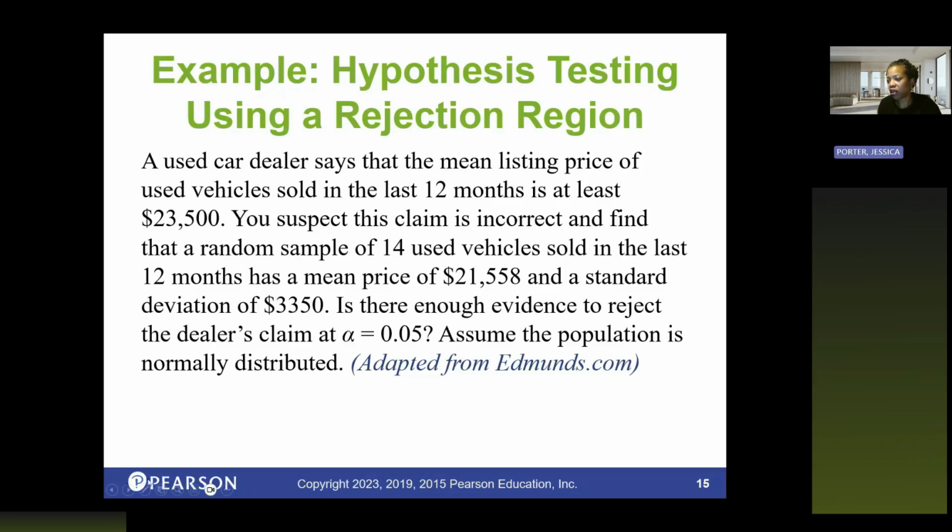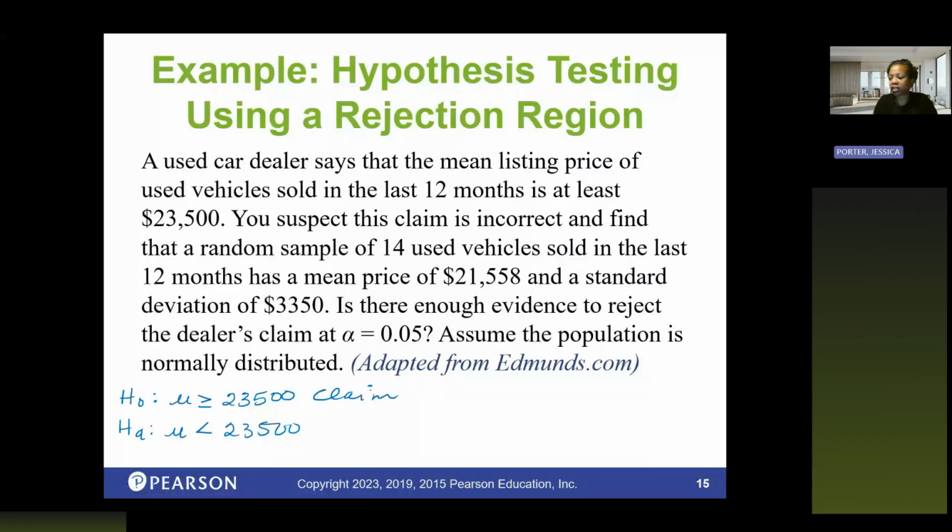So it's very important to identify what the claim is, because that way we can look at our decision matrix. The claim is at least 23,500, so that's greater than or equal to. And the alternative hypothesis is the opposite of that, so it's less than 23,500. And this is our claim. So we'll check that out.